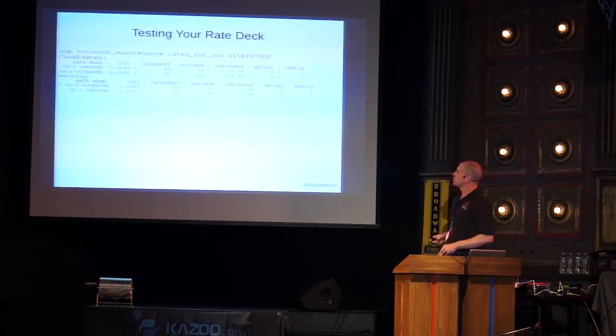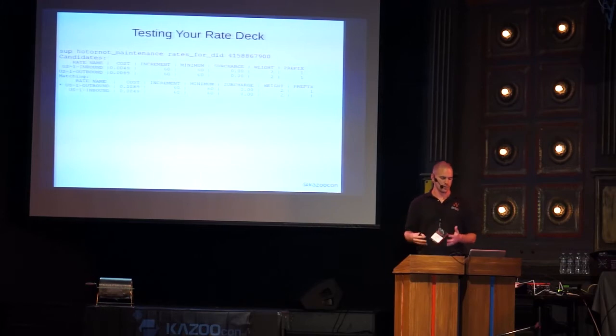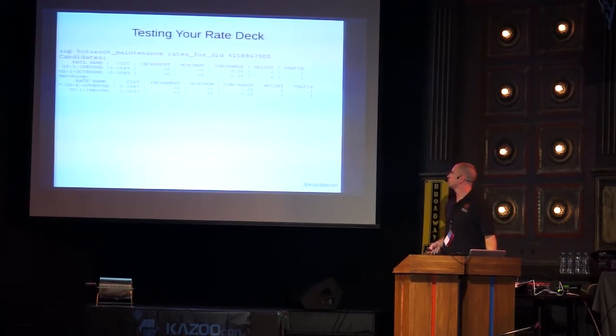Okay, once you've uploaded your rate deck and you've massaged your rates, on the back end you can do a query to see what rate would be selected if this number was dialed. So here you can see I put it into my little test server, and I got back an inbound and an outbound, and then a little handy asterisk for telling me which one would have been chosen in this case.